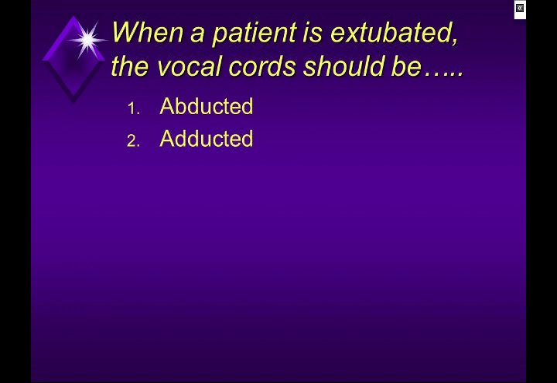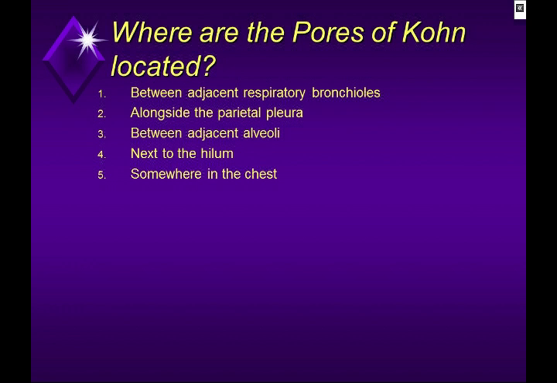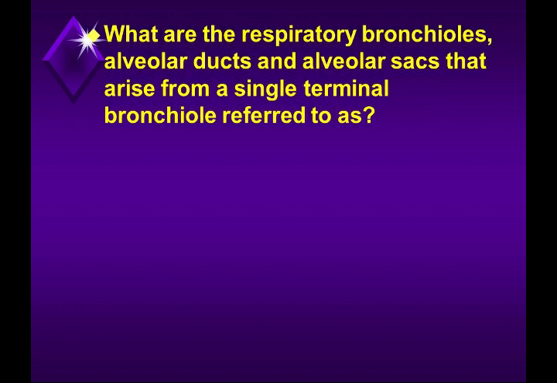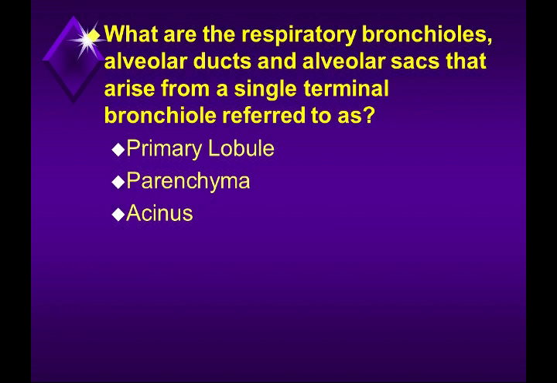Ab or ad? Abducted. You want them open. Pores of Kohn? Between adjacent alveoli. Okay. What do we call the respiratory bronchioles, alveolar ducts, alveolar sacs? It's the word we have for them. The gas exchanging units. Acinus, primary lobule. And collectively, we call them all together the parenchyma.